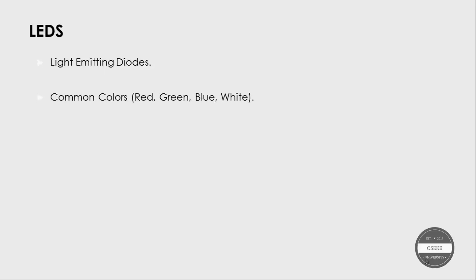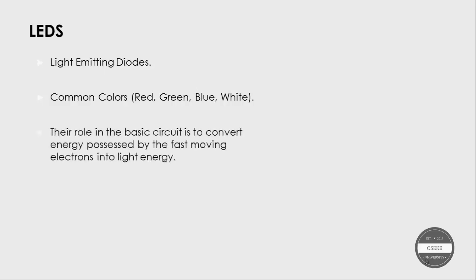There are so many different colors, but basically there's red, there's green, blue, and then there's the white ones you see in your rechargeable lamps or desktop reading lamps. Their role in the basic circuit is to convert energy possessed by the fast moving electrons into light energy. And we've already established that light energy is made up of photons. Photons are just like electrons, only that this time around they've now transcended from one state to another, and you see photons. Those electrons you see with your naked eye as light are actually photons.